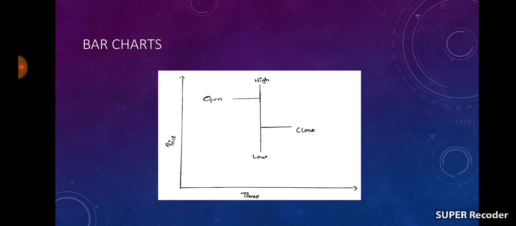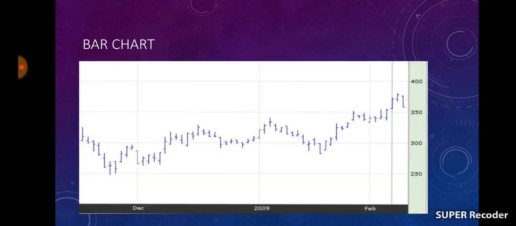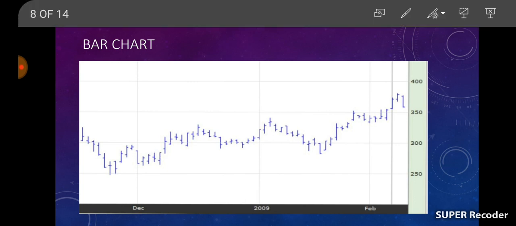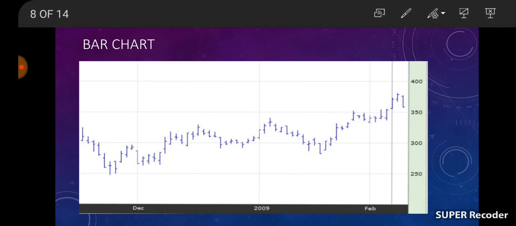From this chart, we are using a number of bars for representing a time period's price tendency. Here the price decreased, again increased. There is a zigzag movement, a stagnant movement in price, that we can understand at a single glance by looking at this chart. The next chart is the candlestick chart.